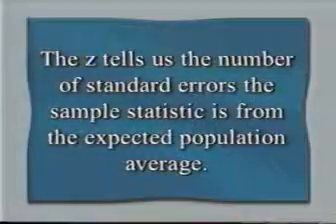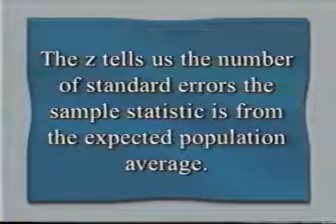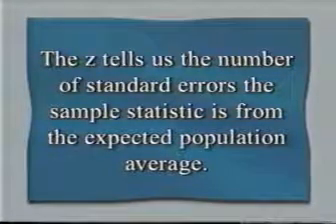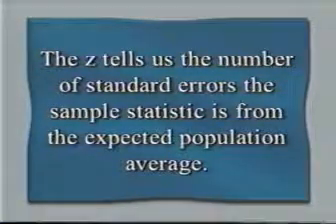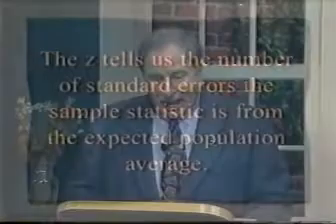We look at the z. The z tells us the number of standard errors our sample statistic is from the expected population average. And therefore, we can go to the z-table and find the probability of obtaining a sample, assuming the null hypothesis is true, that is, there is no difference, of that much difference or less. And by taking 1 minus that, we can find the probability of getting that much difference or more.